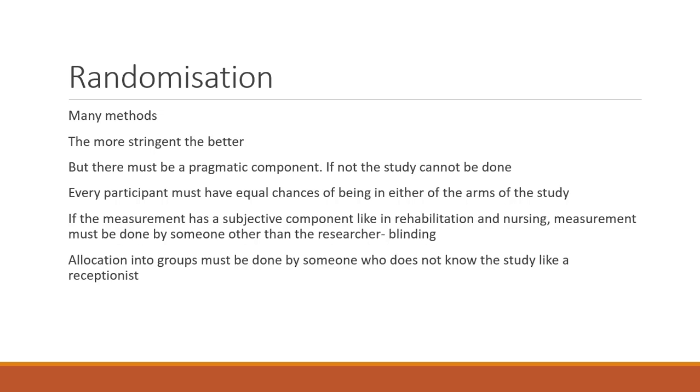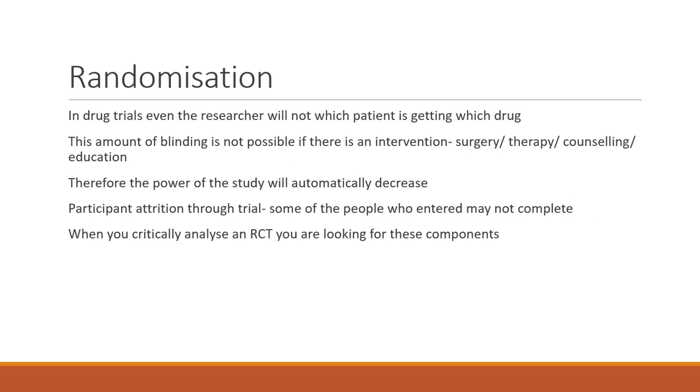If the measurement has a subjective component, like in rehabilitation and nursing, measurement must be done by someone other than the researcher. This is called outcome measure blinding. Other blinding will be treatment blinding, allocation concealment, and so on. Allocation into groups must be done by someone who does not know the study, like a receptionist or a student. That's called allocation concealment. In drug trials, even the researcher will not be able to know which drug the patient is getting because they are unmarked drugs, and only the pharmacist who is supplying the drug will know which it is. So this can go up to the level of quadruple blinding.